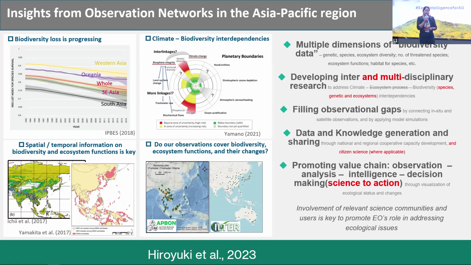That's also why, because biodiversity is really at the nexus between climate, food, and water, we want to develop inter- and multidisciplinary research and fill the observation data gaps by promoting in situ as well as satellite observation. We want to promote data sharing and generation, and also promote the value chain across observation, analysis, intelligence, and decision making. Our ultimate goal is to promote informed decision making in this region.